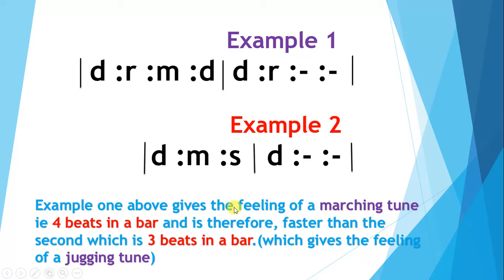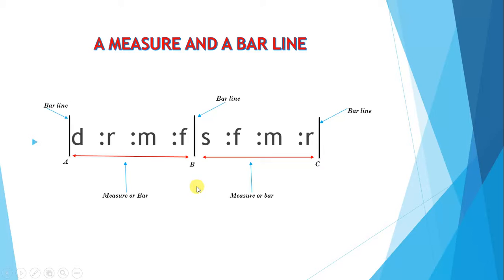We are going to come to a bar. Here we are, a measure and a bar line. Okay, a measure and a bar line. Let us begin from here. Remember, we said this is a 4. Remember, 1, 2, 3, and 4 means we have 4 beats in this bar. Now, what's a bar? From here, point A to point B, we call it a bar.